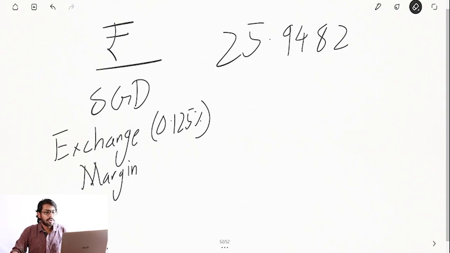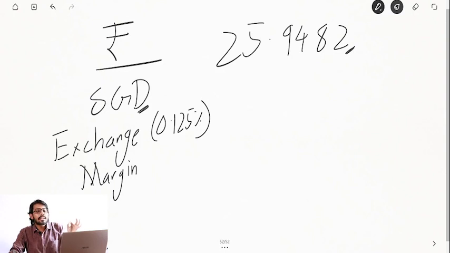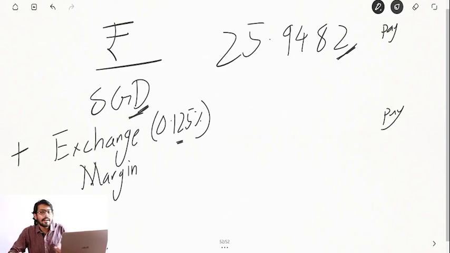See guys, don't think in terms of add or less. Think of it this way. Are you buying or selling Singapore dollars? You have to remit Singapore dollars, so you have to go to the bank and buy Singapore dollars. What is the rate? For 1 Singapore dollar, you are paying 25.9482. You also have to pay the exchange margin percentage. Both are pay. Therefore, add.